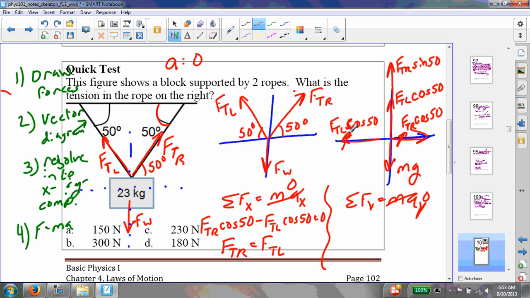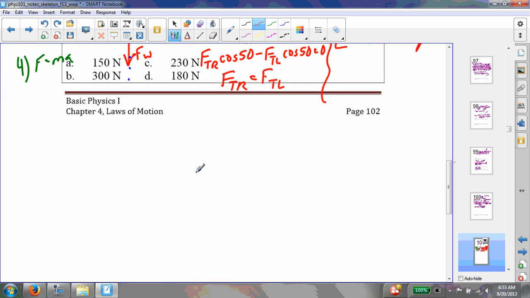The weight of the block is evenly distributed, but we show it there. And then in order to solve for FT, I can ask myself, what about the forces in the y direction, and apply Newton's second law in the y direction. I'll leave that for you to do. I'll address that in the quick test solution.